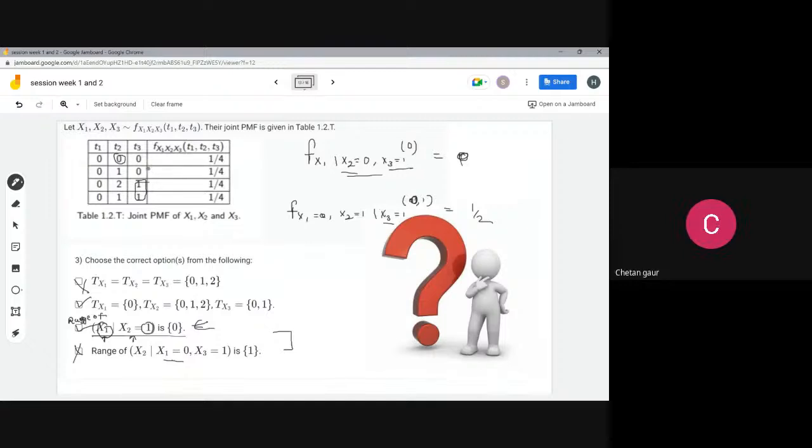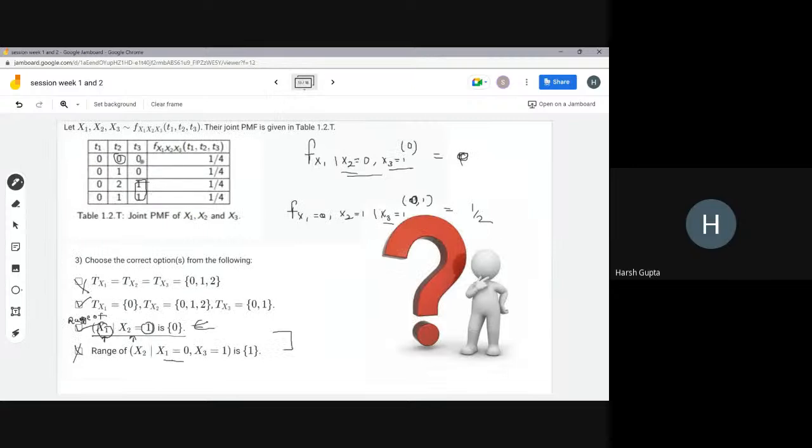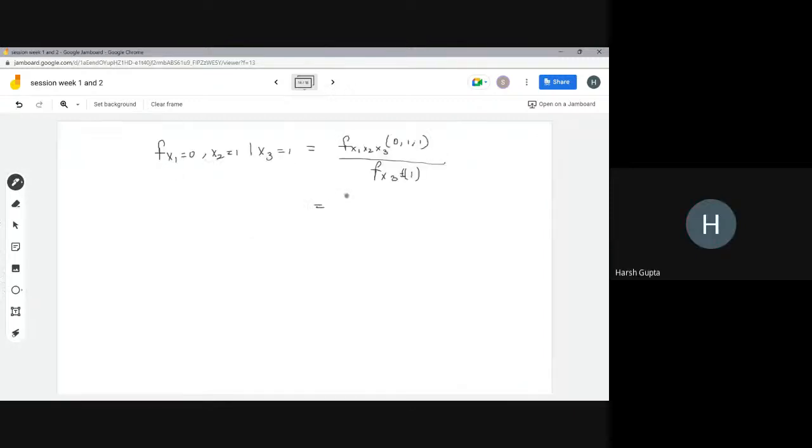1 by 4. When x1 is 0, x2 is 1 and x3 is 1. And it is just 0 here. So it's 1 by 4. That's why I'm telling you all, you just forget the marginal part here.